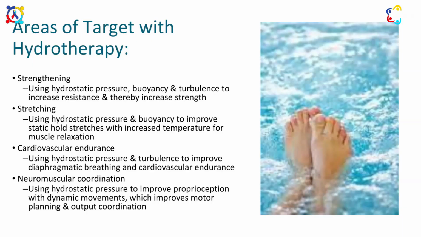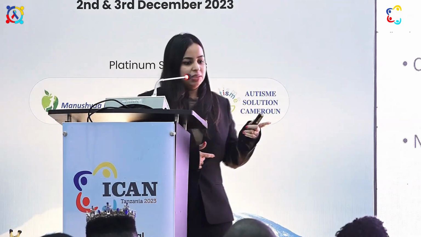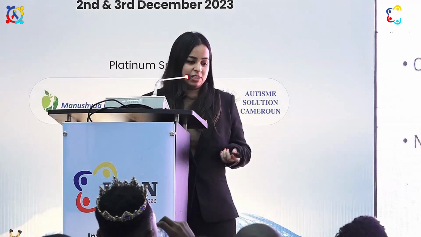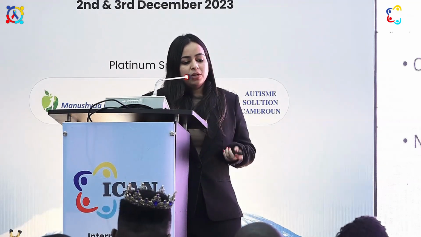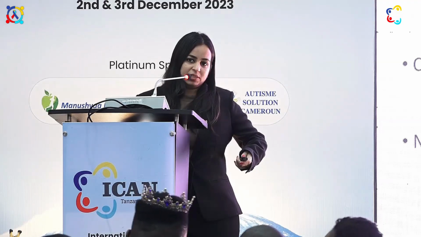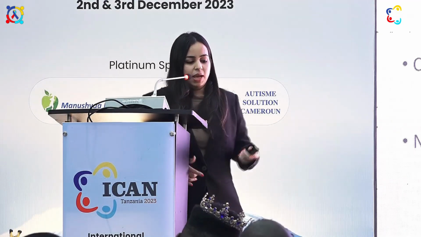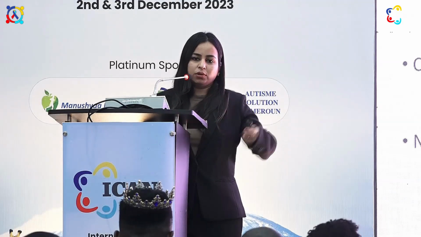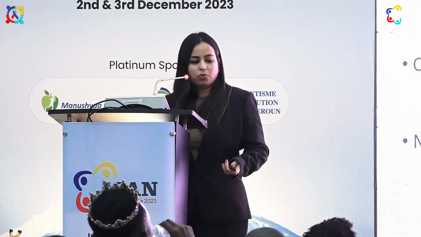So what are the target areas of hydrotherapy? The 4 basic target areas are improving the strength using the hydrostatic pressure and buoyancy and turbulence that we saw ahead. Stretching, that's again using the hydrostatic pressure and buoyancy, that helps in improving the muscle spasticity and improves relaxation. The cardiovascular endurance, because of the hydrostatic pressure and the turbulence that the child undergoes when in the pool. And neuromuscular coordination, it improves proprioception, that is joint awareness with dynamic movements. Like if this child who has balance difficulties is walking in the water, it will help improve the balance.